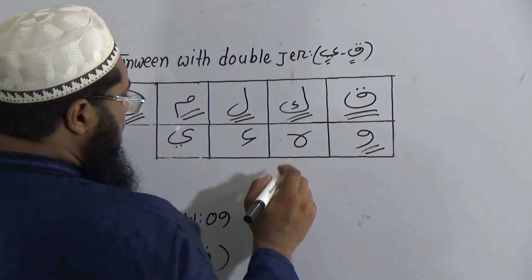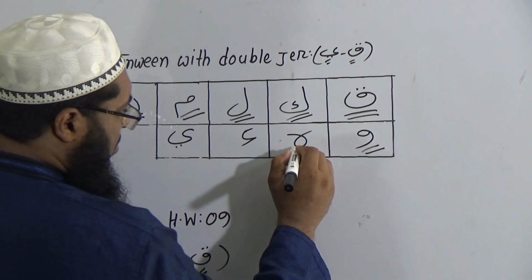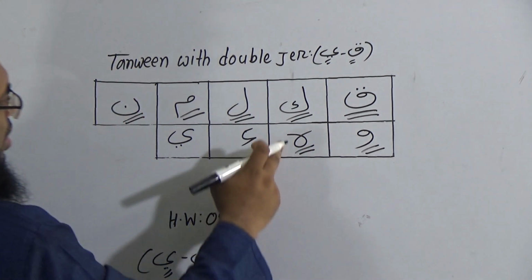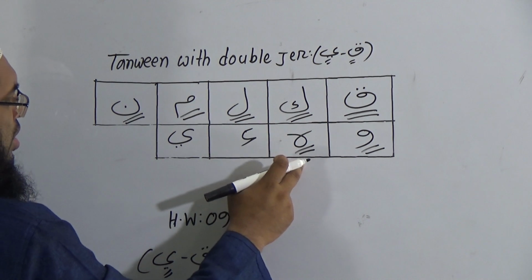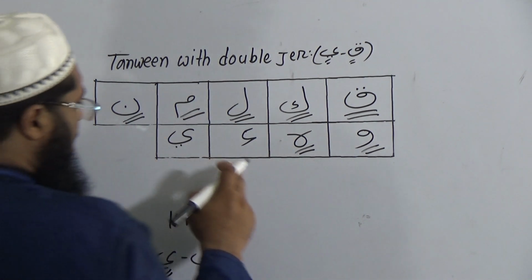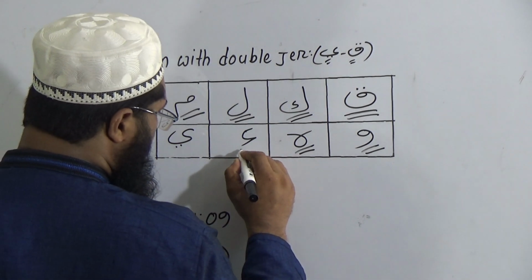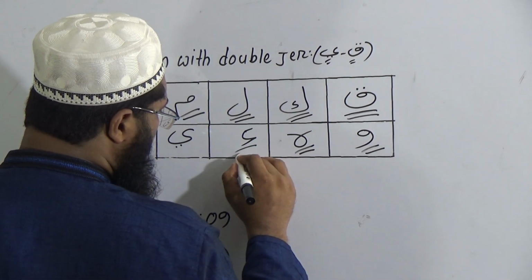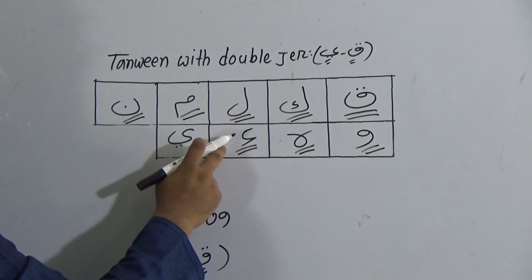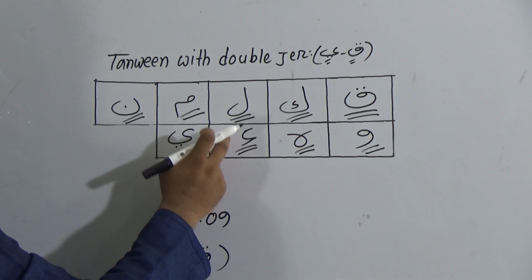Now my dear students, this one is Ha. Now I am giving double zer under the Ha, and you have to pronounce this one. Ha dui zer hin. Now you know that this one is Hamza. Now I am giving double zer under the Hamza, and you have to pronounce this one. Hamza dui zer in.